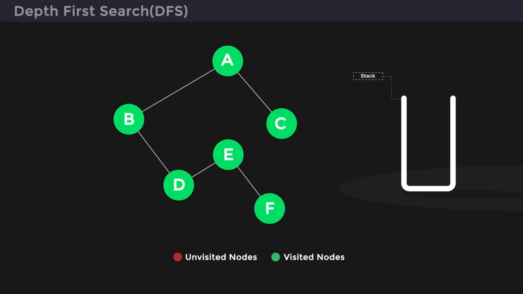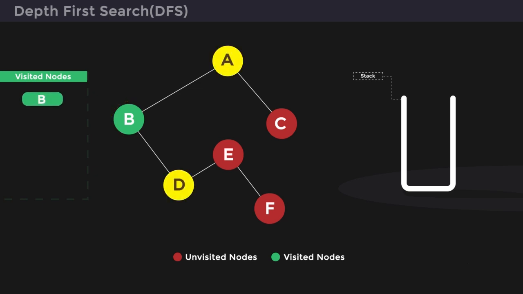So let's get started with an example. Suppose we are given this graph. The first task is to pick a starting node. This is totally up to you, and you can pick any node you would like. So I prefer to start with node B. Additionally, we put node B in the visited list and then put all its adjacent vertices into the stack. Its adjacent nodes are A and D.